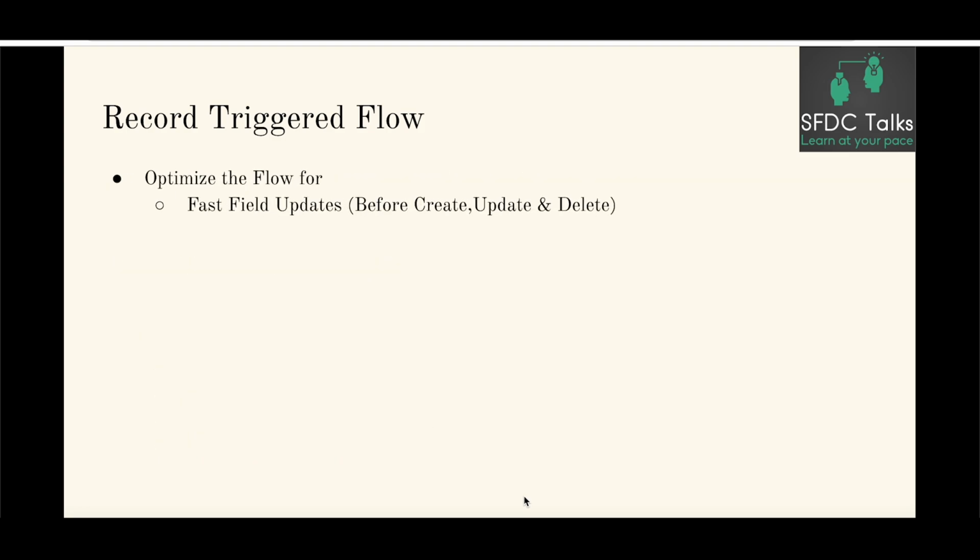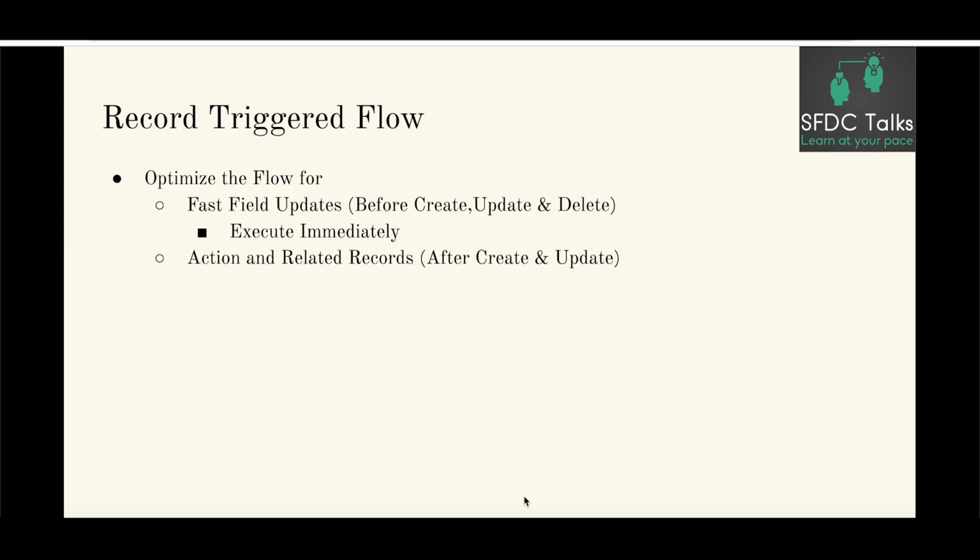So we have optimize the flow, the fast field updates. Let us first understand in what all scenarios fast field updates are fired. One is before create, update, and delete, and it also has this option called execute immediately. So what does this mean? We will see in the next slide.